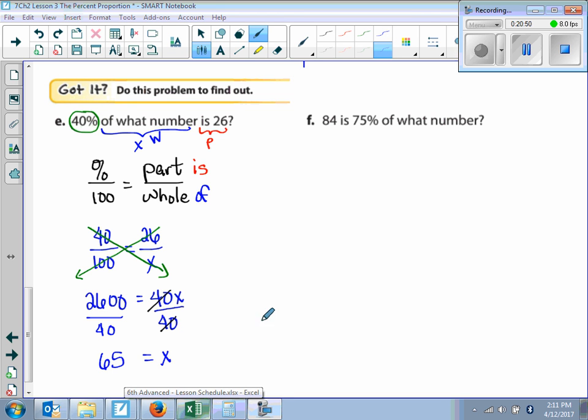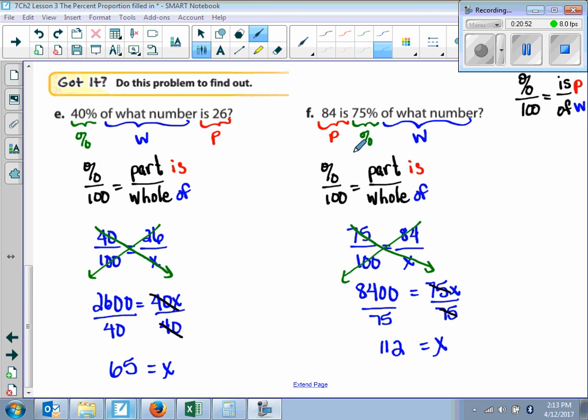All right, for example F here, we have 84 is 75% of what number? So 84 is the part, the 75 is the percent, and the of number, or the x, or what we're solving for, is the whole. So percent over 100 is equal to part over whole. It's going to be 75 over 100 is equal to 84 over x. Then we cross multiply, and then divide by 75 on both sides, and x is equal to 112.